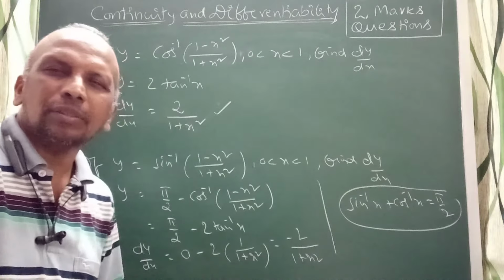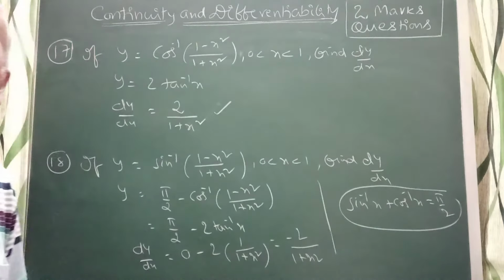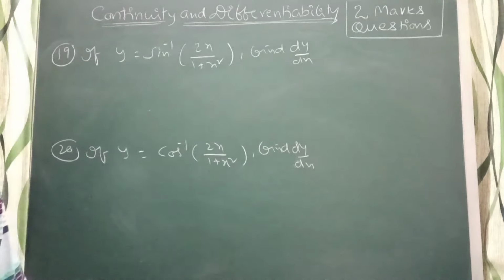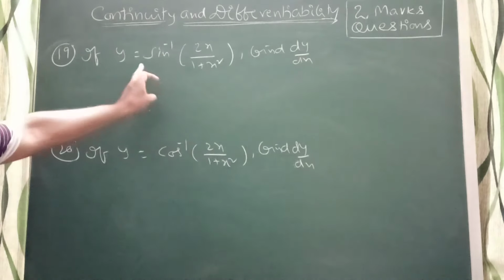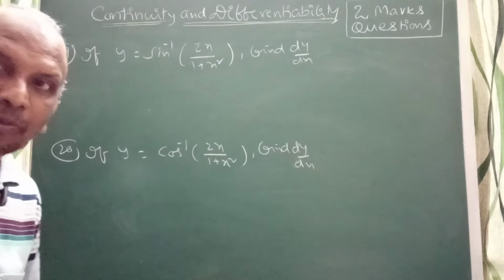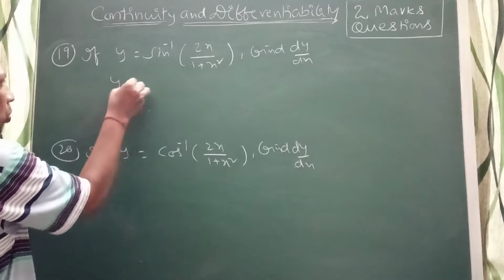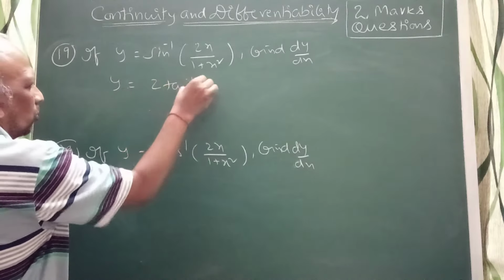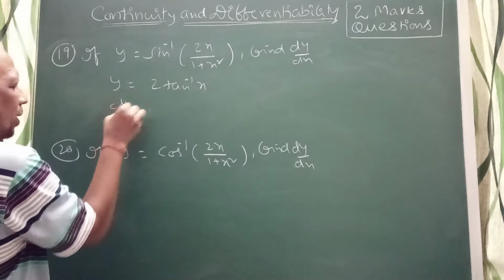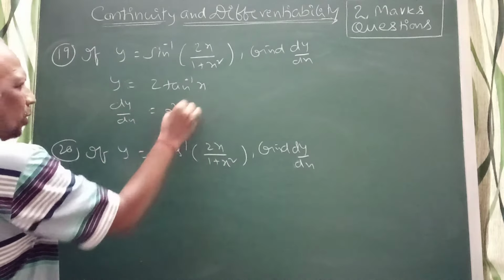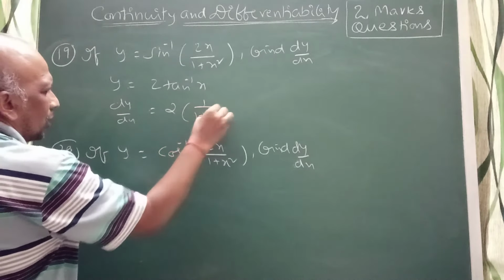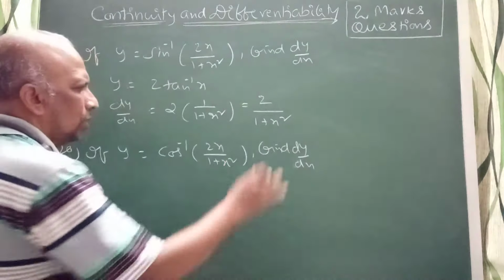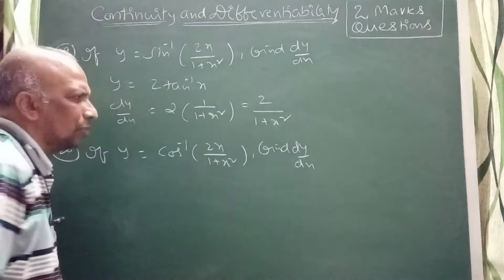Is it clear, right? Similarly, I will explain one more problem now. See this problem also. This is a simple problem. The concept is simple. y equal to sin inverse of 2x by 1 plus x square. Here also again y is equal to 2 tan inverse x. So the derivative dy by dx is 2 into 1 by 1 plus x square, so 2 by 1 plus x square.